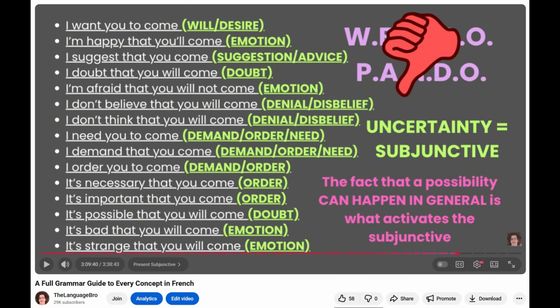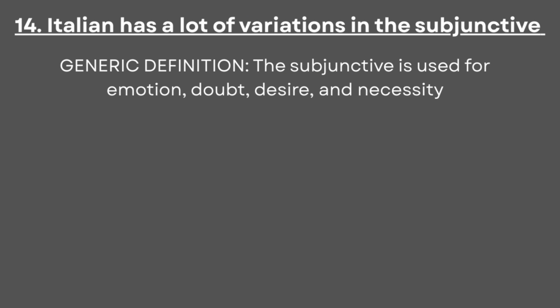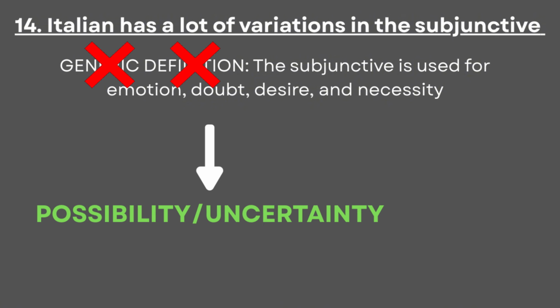Italian will have the same format towards the end of the grammar because generally many learners know what it's used for but don't understand the purpose of the mood. The generic definition is that it's used for emotion, doubt, desire, and necessity. But in reality, all of these ideas express possibility and uncertainty. It's also why the subjunctive is a mood and not a tense, because a mood is a temporary state of mind. I indicate this in the beginning so that you can understand what the subjunctive actually means.